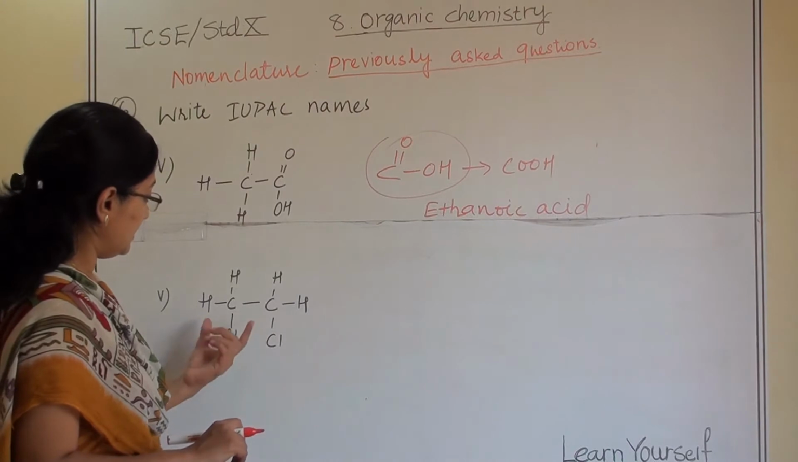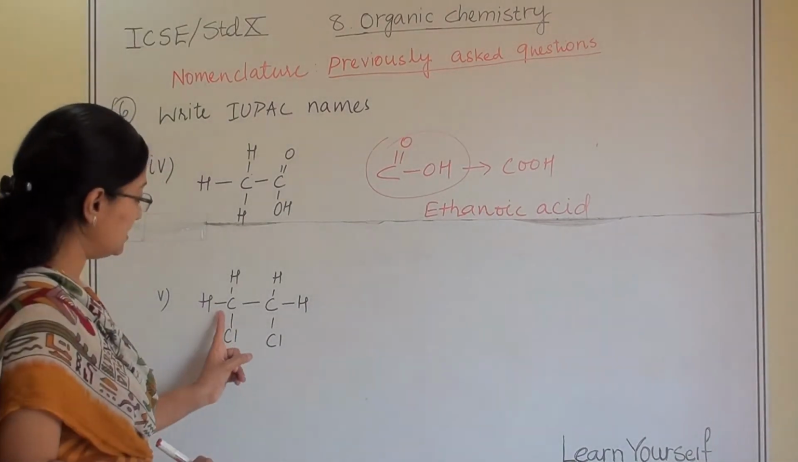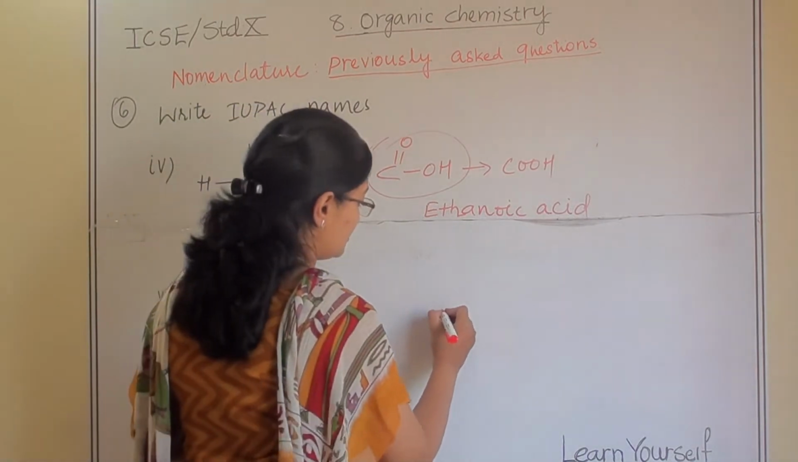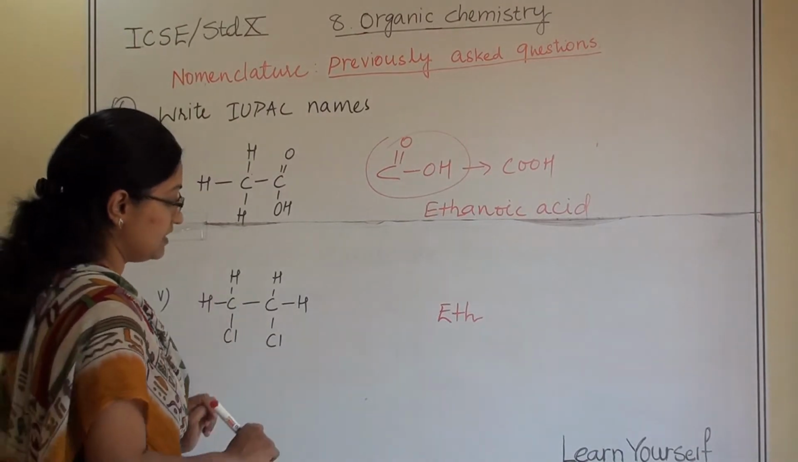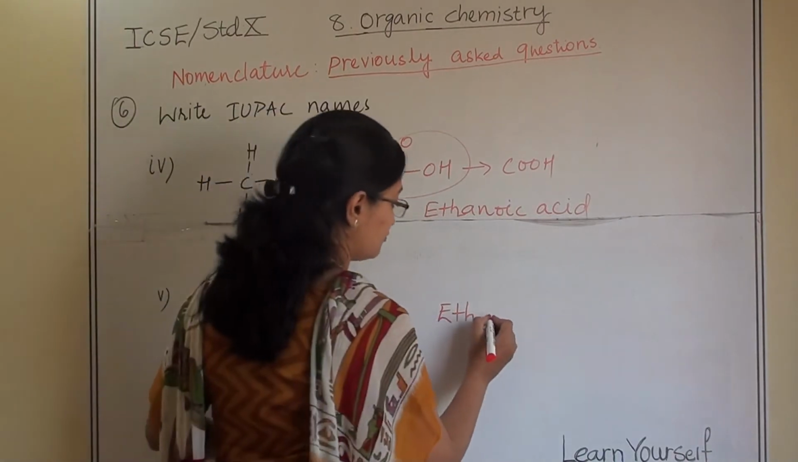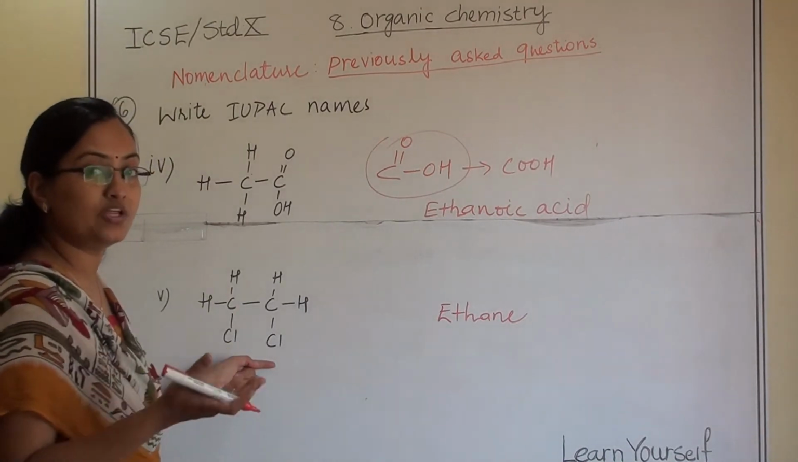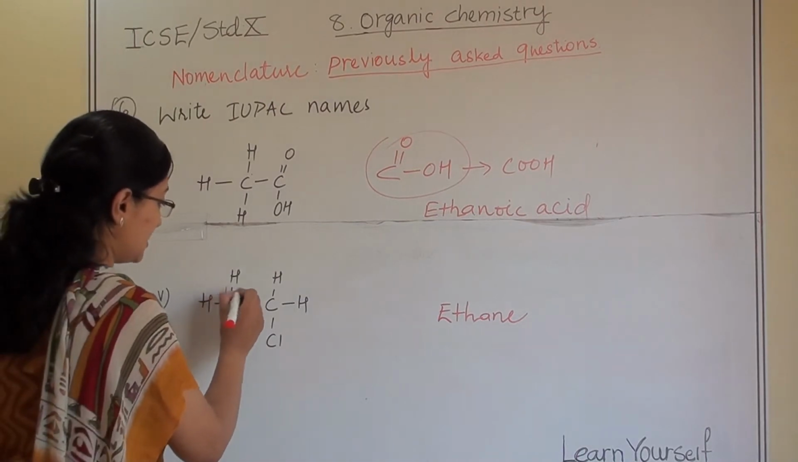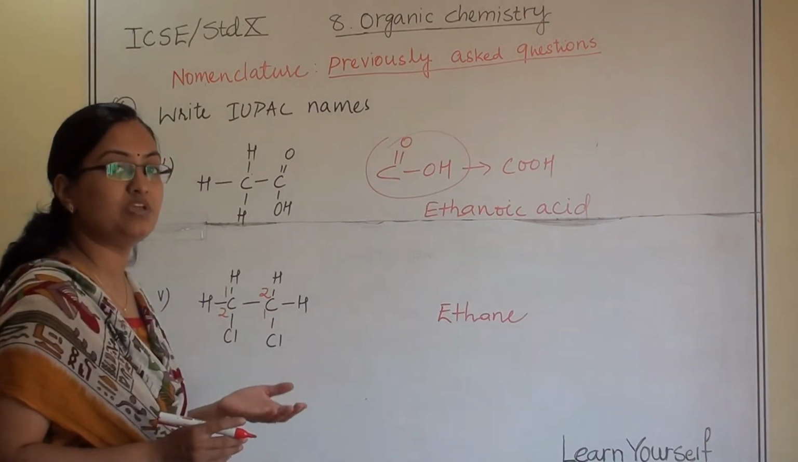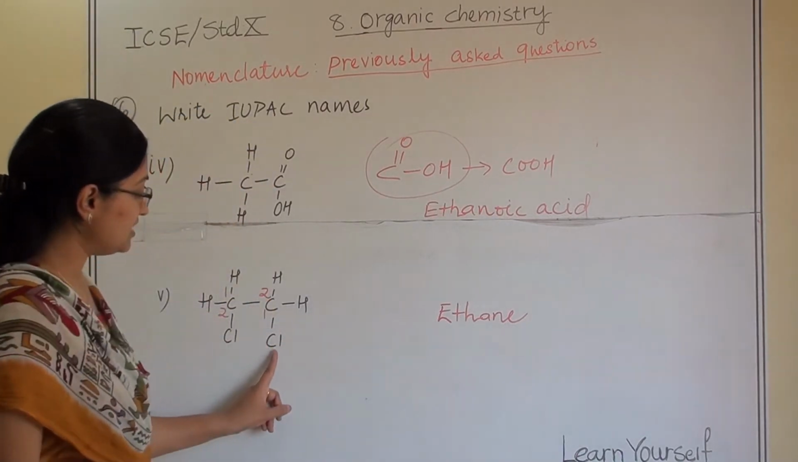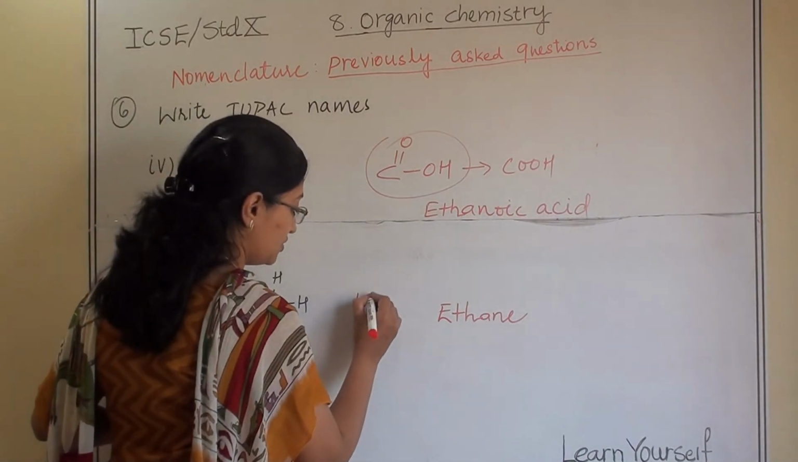Now the fifth one. If you see this structure, there are 2 chlorine atoms and 2 carbon atoms. So let us write eth as our root word, and this is ethane because all the bonds are single. So it is going to be ethane. Now let us give numbers to show where these 2 chlorine groups are attached. So this is 1 and this is 2. If you number the other way, the numbering will still be the same. So one chlorine is attached to this carbon and another to this one. So we have to write both, 1, 2.